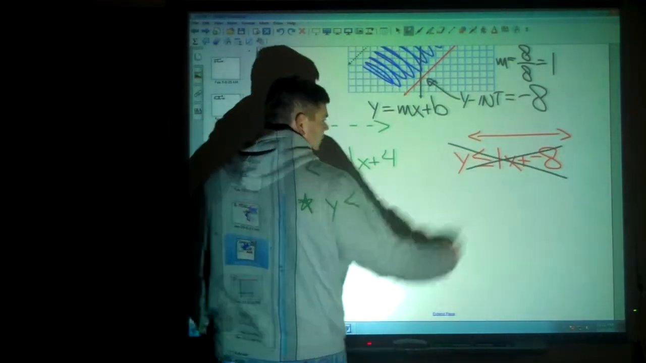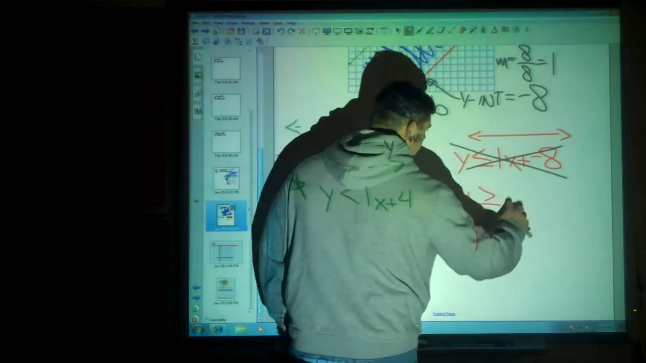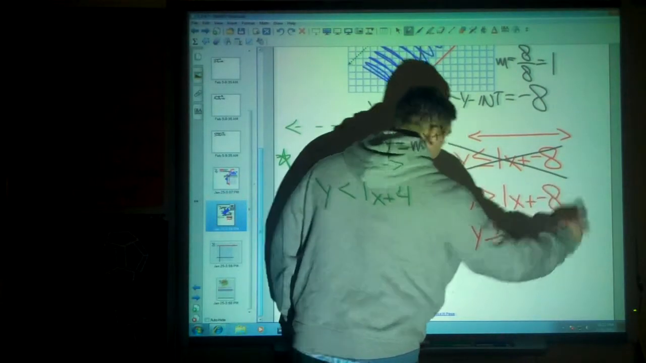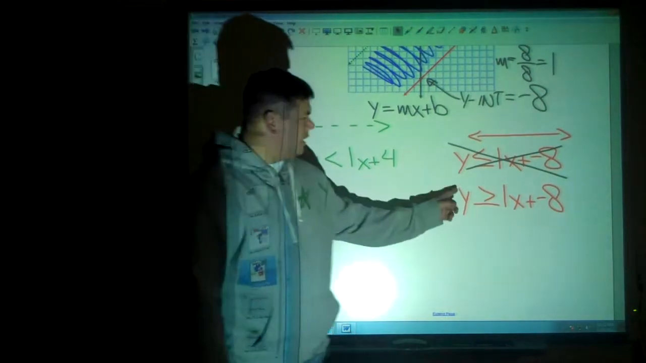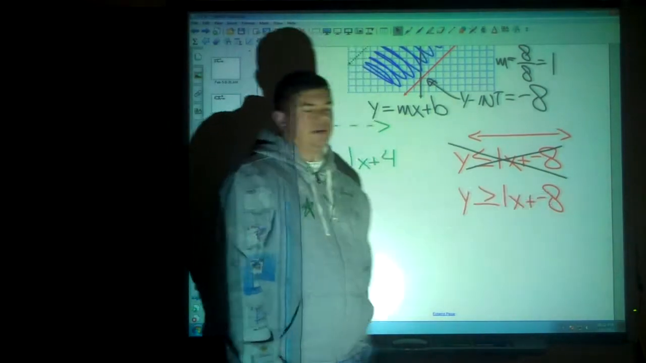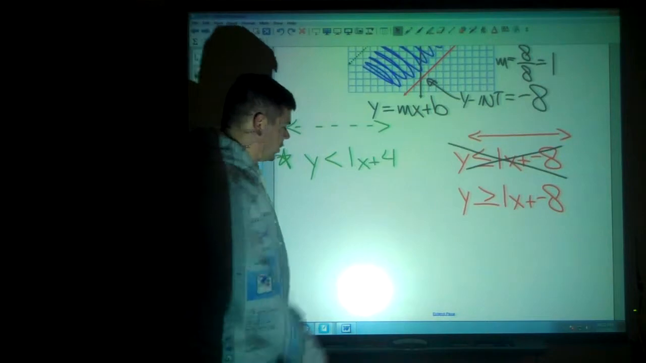Which means we have to flip the inequality sign around. Now we test out (0, 0). Is 0 greater than -8? And the answer is yes. So that is the correct answer.